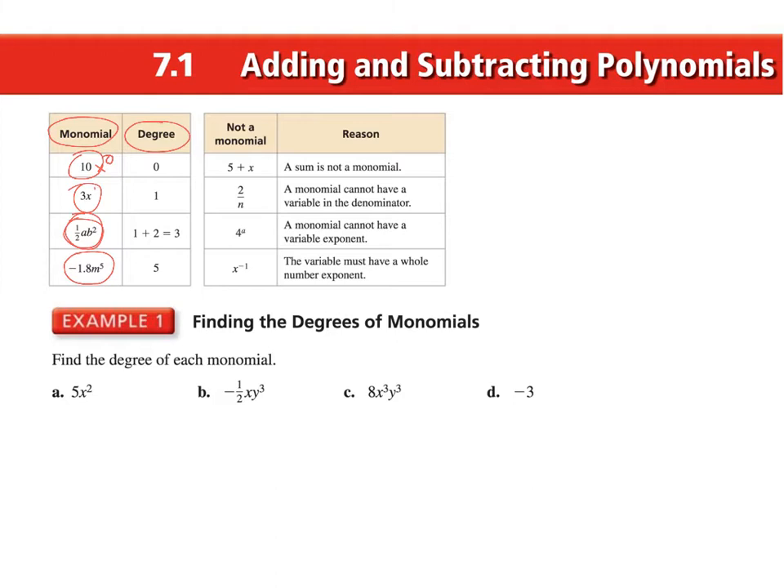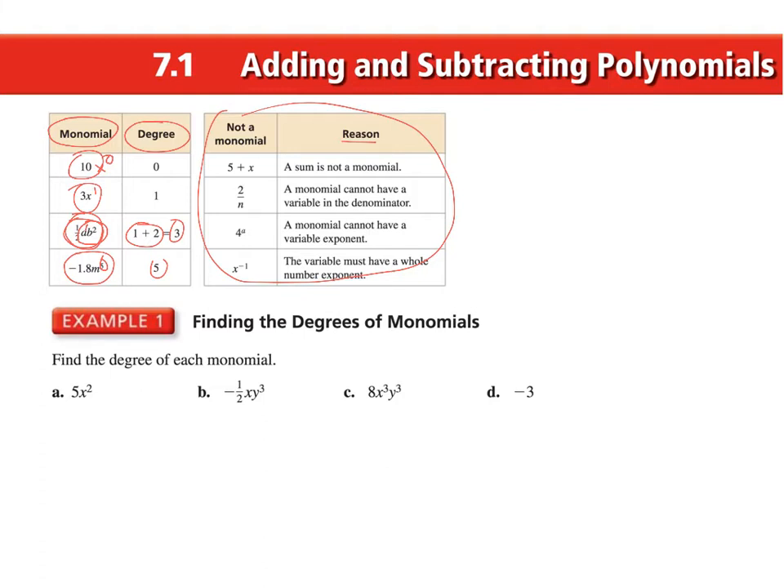So here we have 1, and here we have 1 plus 2. So you take the two powers from both of the variables and you add them up, which gives you 3. And here we have 5. And here are a bunch of examples of what a monomial is not, and the reasons for it. All right, let's do a couple examples to solidify our understanding of this concept.